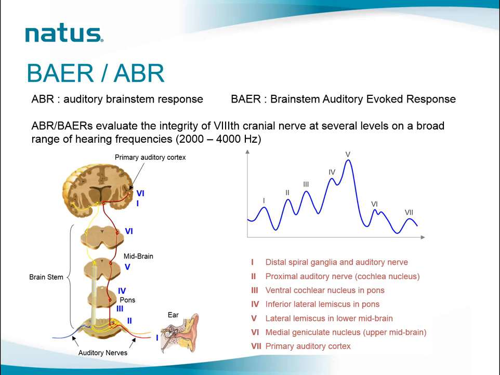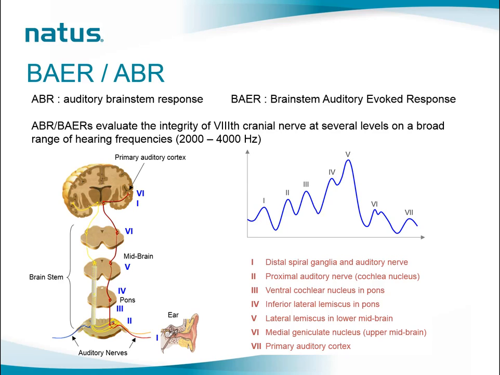The goal of this test is to evaluate the integrity of the 8th cranial nerve at several levels, from the peripheral nerve to the cortex, on a broad range of hearing frequencies. So this test is basically used to assess the integrity of this nerve from 2 kHz to 4 kHz hearing range of a patient. On the below part of this slide, you can see the shape of the response that we can record using this test.